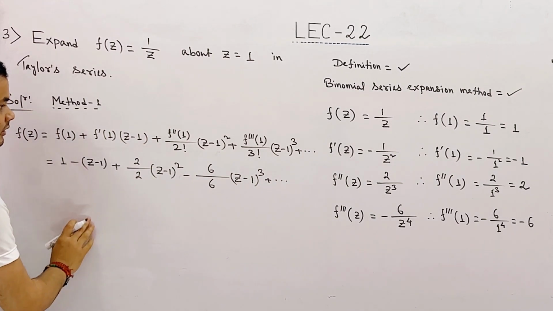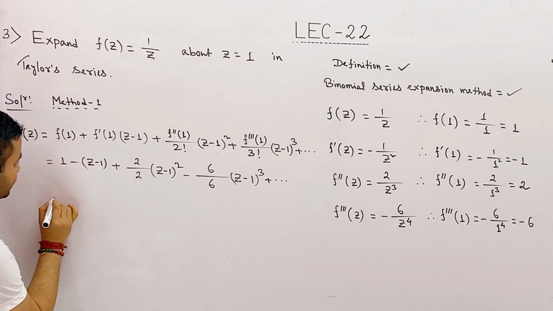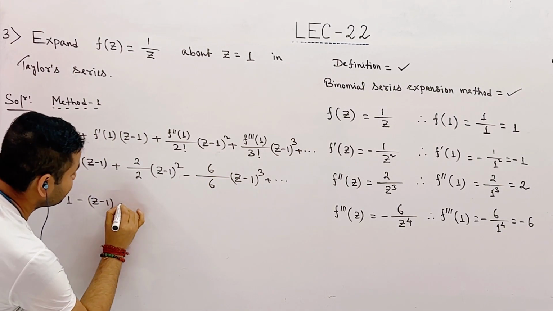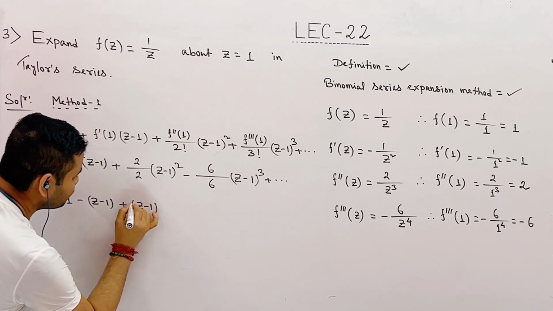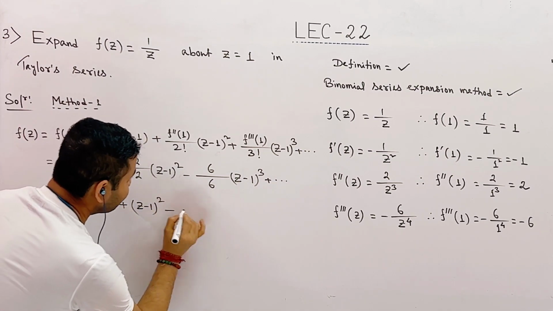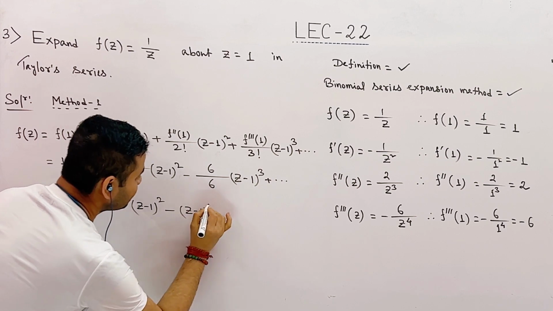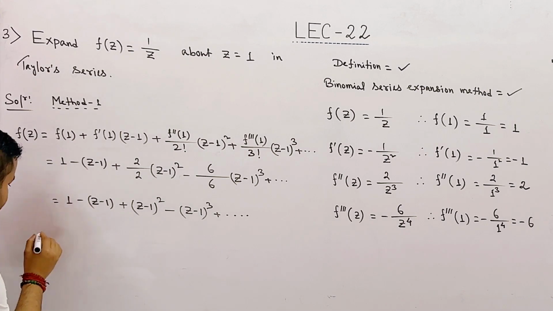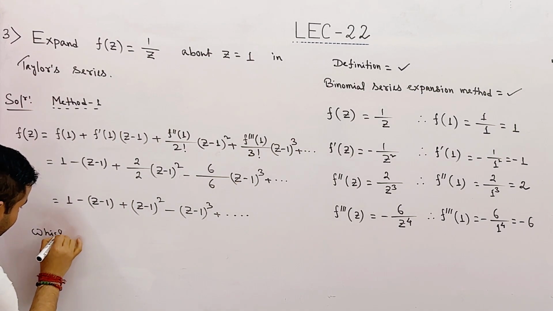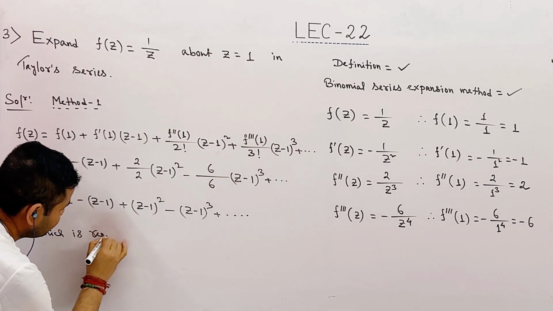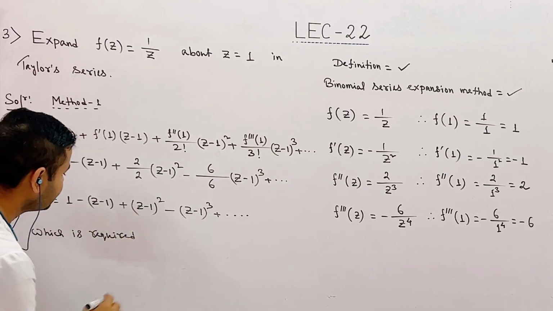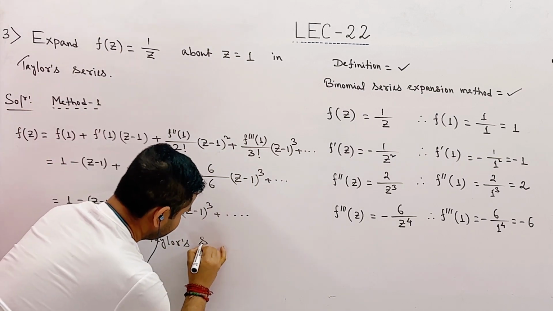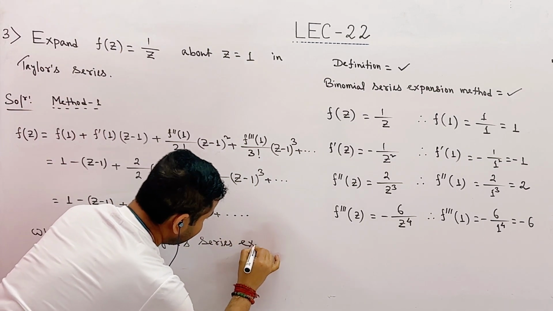So, after simplifying, finally, we will get 1 minus (z minus 1) plus (z minus 1) whole square minus (z minus 1) whole cube plus dot dot dot, which is the required Taylor's series expansion.